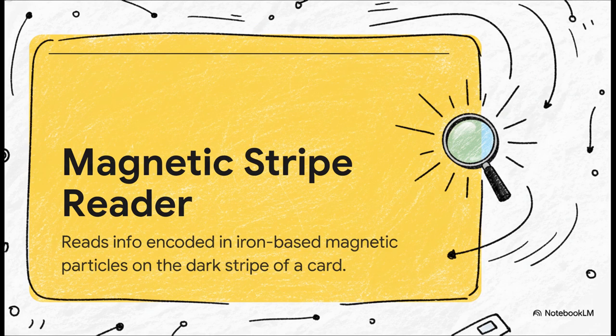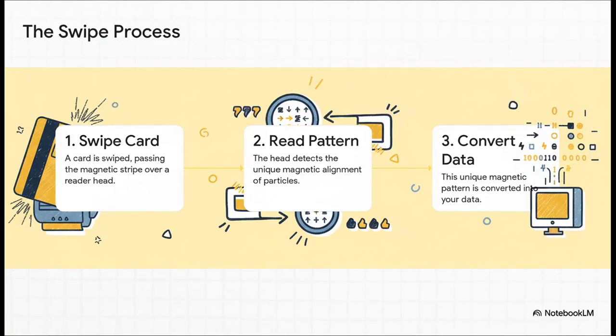The answer is the magnetic stripe reader. That dark stripe, we call it a mag stripe, is basically a tiny piece of magnetic tape, just like on an old cassette. It's covered in millions of microscopic iron-based particles. And the way it works is just brilliantly simple. When you swipe the card, a tiny electromagnet, that's the reader head, passes over all those little particles. It detects their unique magnetic alignment, reads that pattern like a secret code, and bam! It instantly converts it into your data. It's super simple, super fast, and yeah, remarkably effective.